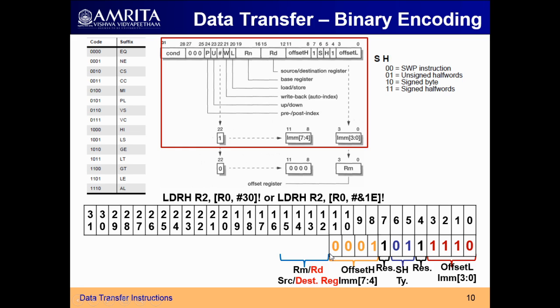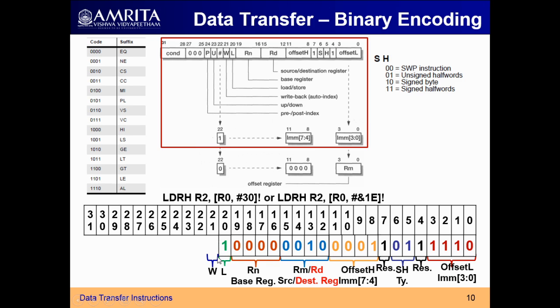Then the next 4 bits are used for representing the source register or destination register. Since I am using load, my register is the destination register. What is the destination register here? R2. R2 will be encoded as 0010. Bits 16 to 19 are used for representing the base register or Rn. Here my base register is R0, so it is encoded as 0000. Next, bit number 20 is used for representing whether you are writing load or store. Since I am writing load, the L bit will be 1.